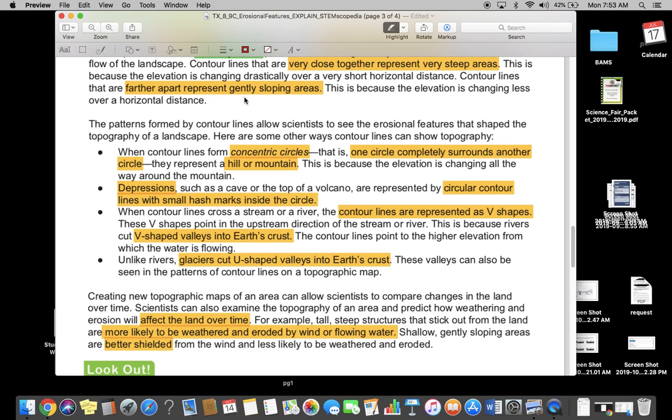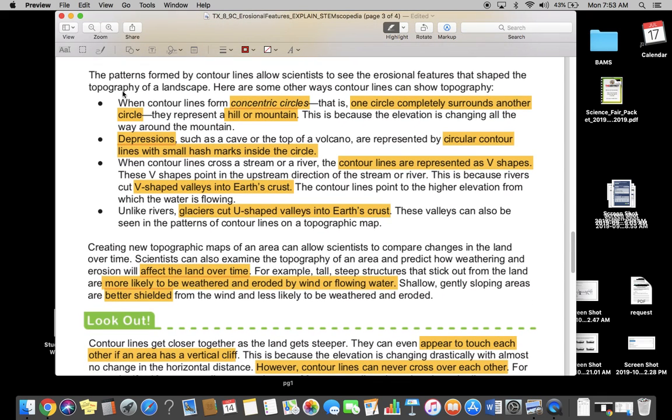Contour lines that are farther apart represent gently sloping areas. This is because the elevation is changing less over a horizontal distance. The patterns formed by contour lines allow scientists to see the erosional features that shape the topography of a landscape. Here are some other ways contour lines can show topography.